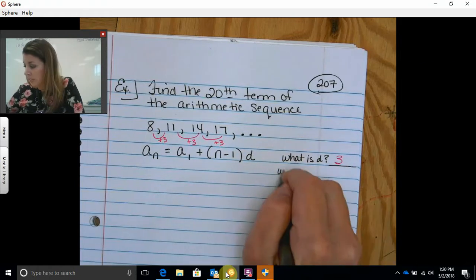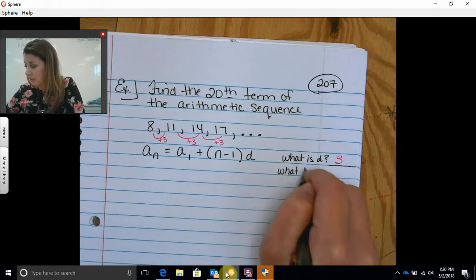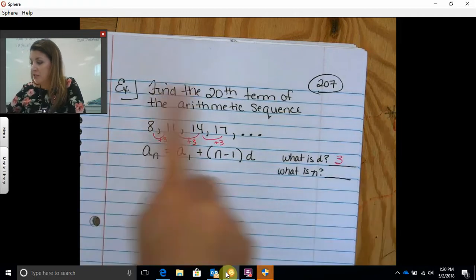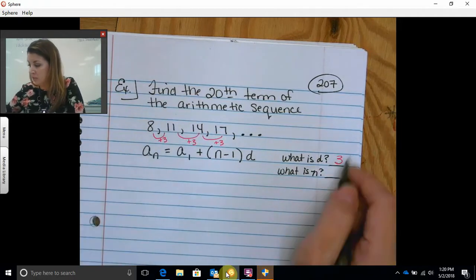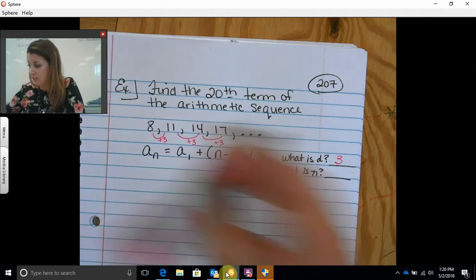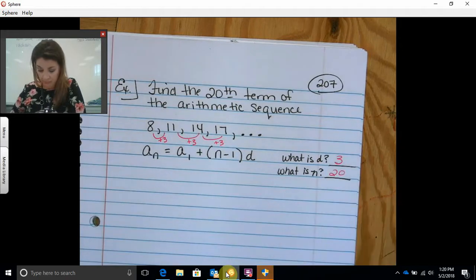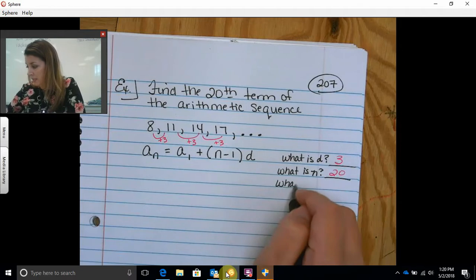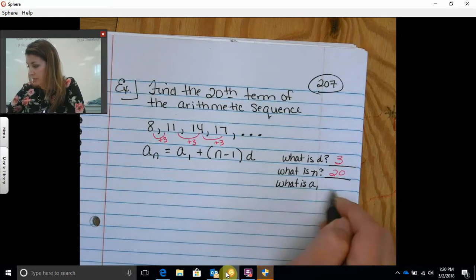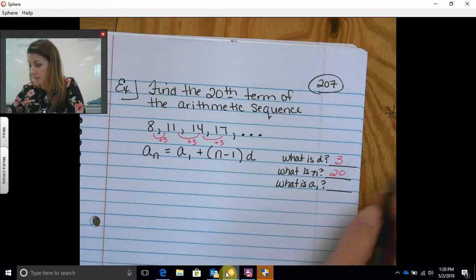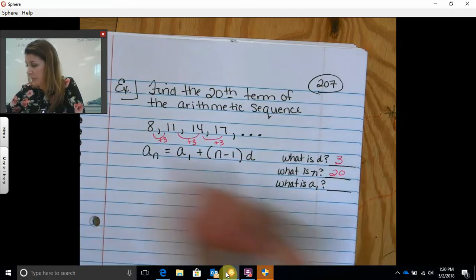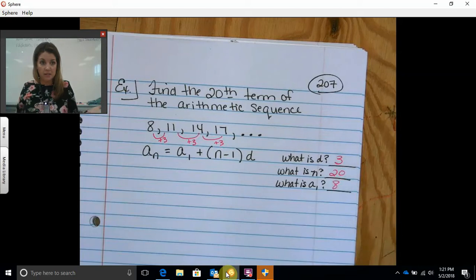What is n? 20. That's the term that they asked us to find. What's the 20th term of the sequence? n is 20. What is a sub 1? 8. That's the first term in the sequence. Boom. Now we just substitute it in.